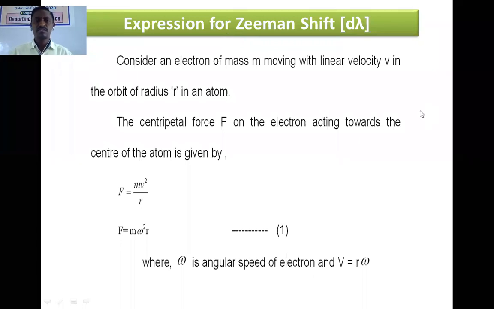So for the expression of the Zeeman shift, we know spectral lines are produced in light due to the transition of electrons among the various energy levels. For that, let us consider an electron of mass m moving with a linear velocity v in an orbit of radius r in an atom. Here the electron is revolving around the nucleus in a particular orbit having radius r and linear velocity v.